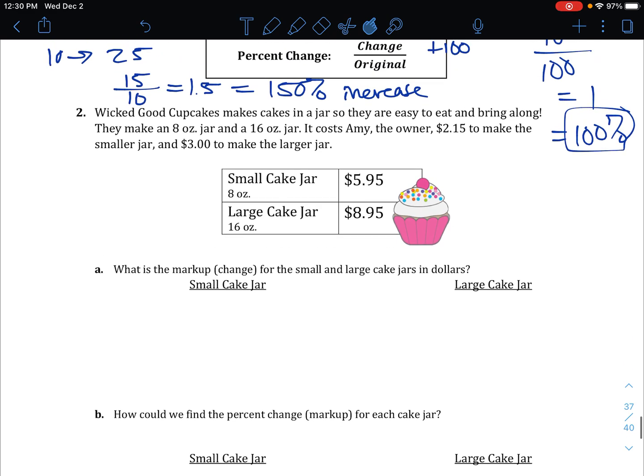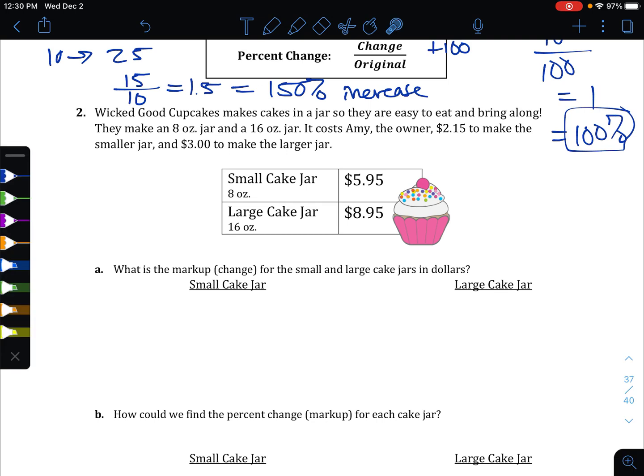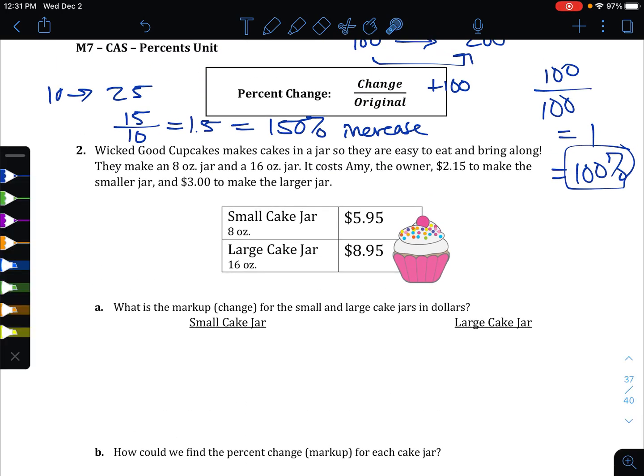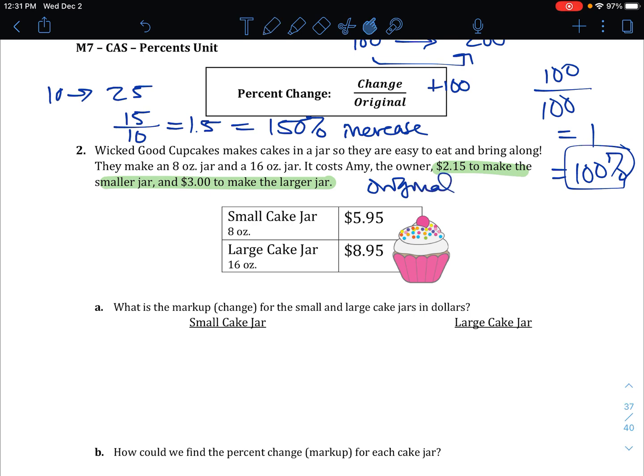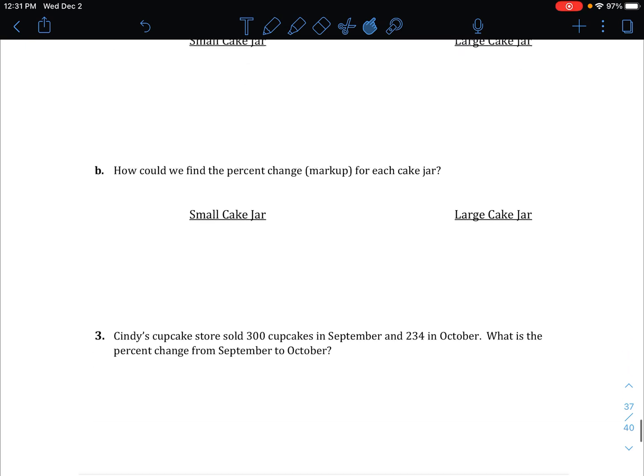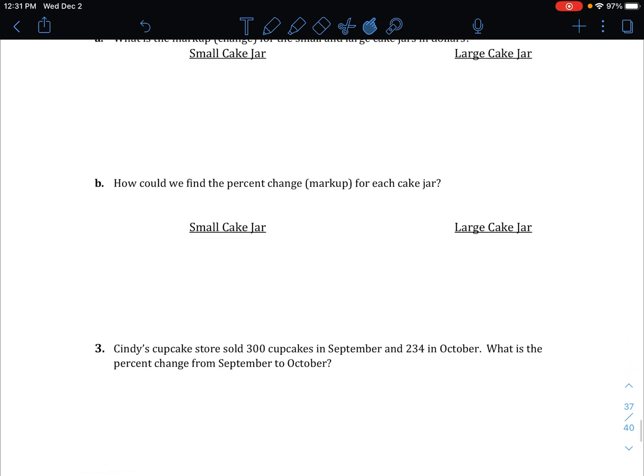So what you're going to do down below here on page 37, you're going to find the changes. So you've got the cost to make each jar, and then you've got the cost that they're selling it for. So you're going to first figure out what is the change by using subtraction. And then to find the percent change, you're going to do the change divided by the original. So these are the original costs to produce it. So you're going to divide the changes you found in A by the original to get the markup for each jar. And then you're going to do some more.